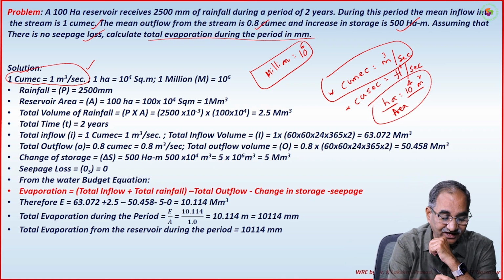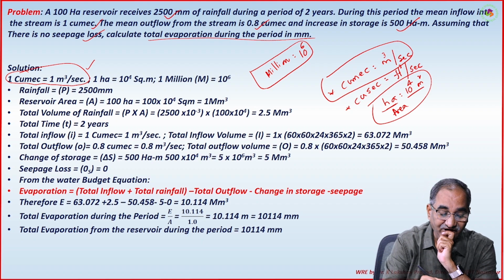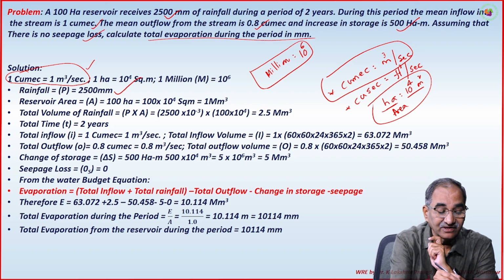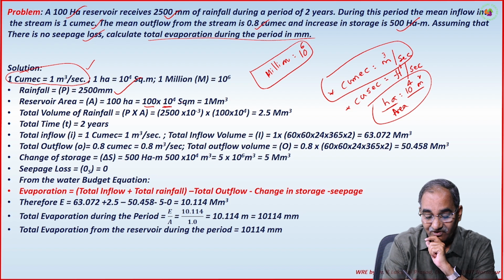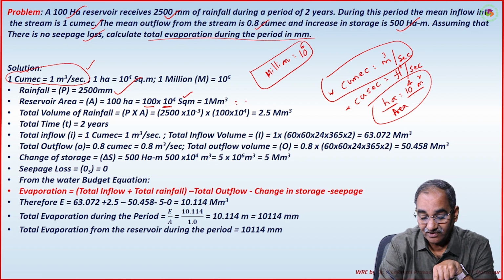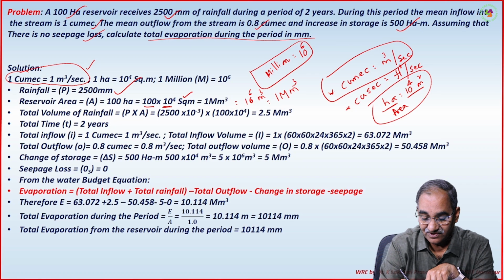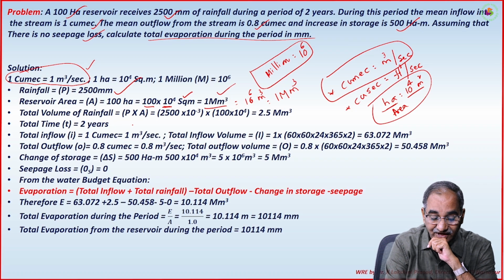So now what will I take? What is the rainfall? Please see it. Rainfall is 2500 mm, that's what I have written. What is the reservoir area? It is 100 hectares. So 100 hectares is equal to 100 into 10 to the power of 4 square meters. That means it will be 10 to the power of 6 meter square, that is 1 million square meters. That's what I have written here. Then what is the total volume of rainfall?